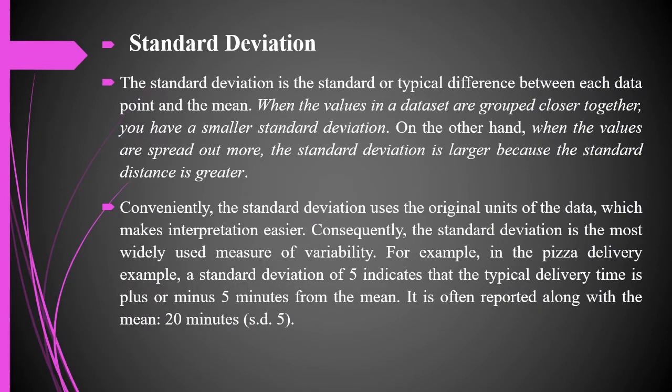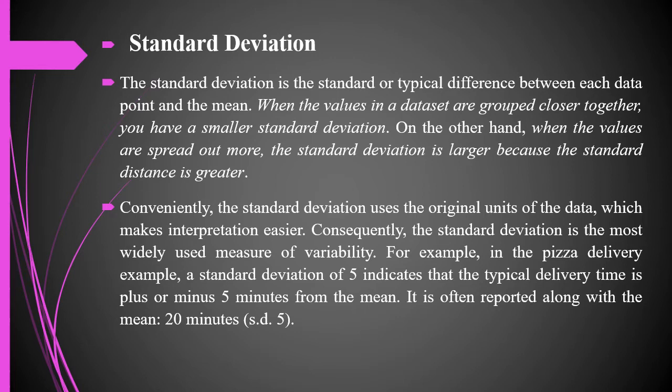Standard deviation. The standard deviation is the standard deviation of a typical difference between each data point and the mean. When the values in a dataset are grouped closer together, you have a smaller standard deviation. On the other hand, when the values are spread out more, the standard deviation is larger because the standard distance is greater. Conveniently, the standard deviation uses the original units of the data, which makes interpretation easier. Consequently, the standard deviation is the most widely used measure of variability.